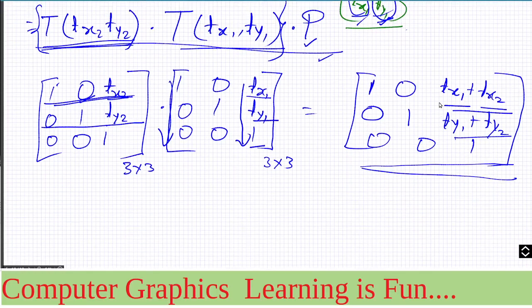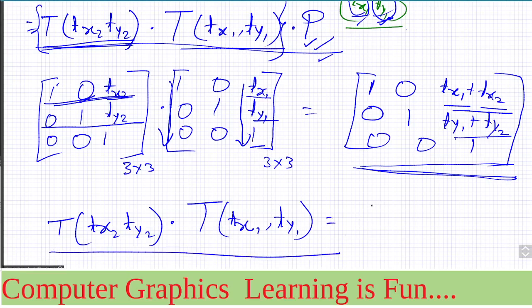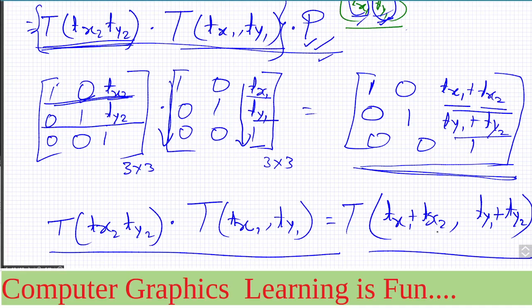So now, you can directly multiply this matrix with your P. So, what is happening here? If you were writing T of tx2, ty2 dot T of tx1 and ty1, this can be equated to T of tx1 plus tx2 comma ty1 plus ty2. If I'm writing something like this, is it wrong? No, it is not wrong.